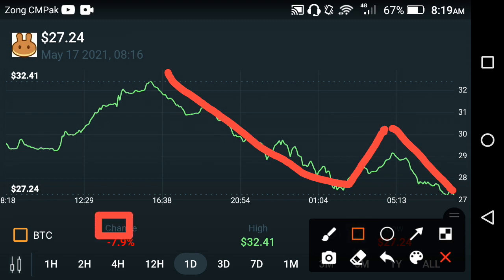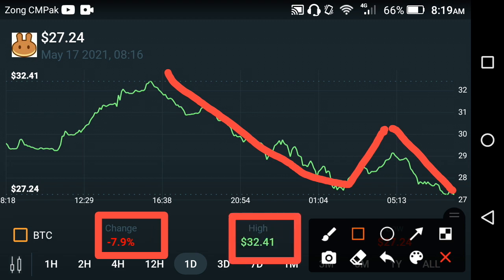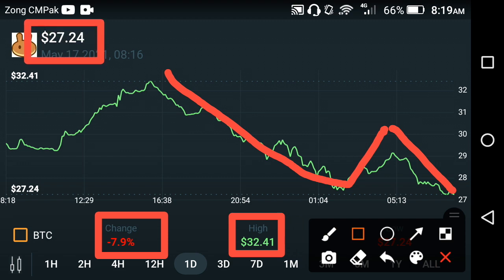If we look at the price change in the last 1 day, a negative 7.9% change occurred in PancakeSwap, and 32.41 USD is the highest price of the CAKE token. And now the current price is 27.254 USD, so approximately a 5 USD fall occurred in the price of CAKE in the last 1 day, friends.